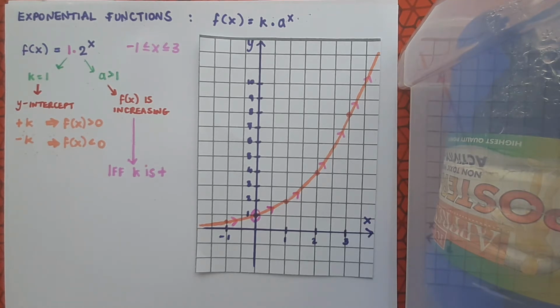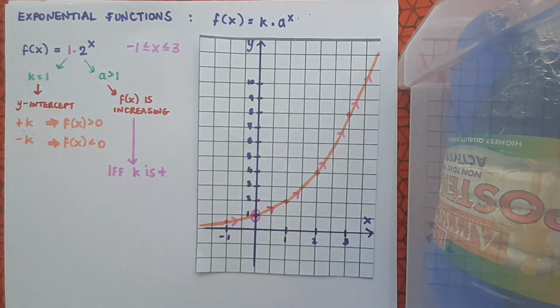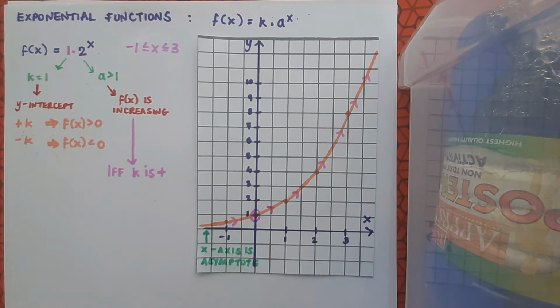Notice as well that because k is positive, the function is entirely positive. This means that the function is always above the x-axis. It is only in the positive region of the graph. It's important to note also that in a function like this in the form k times a to the x, the x-axis is an asymptote of the function. What we mean by this is that the function gets closer as we travel to the left, closer and closer and closer to the x-axis, but it will never actually meet it.